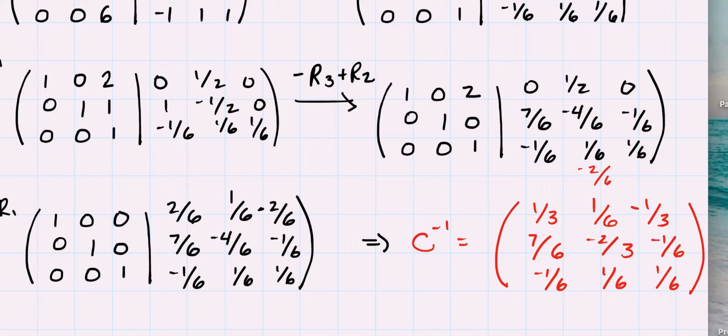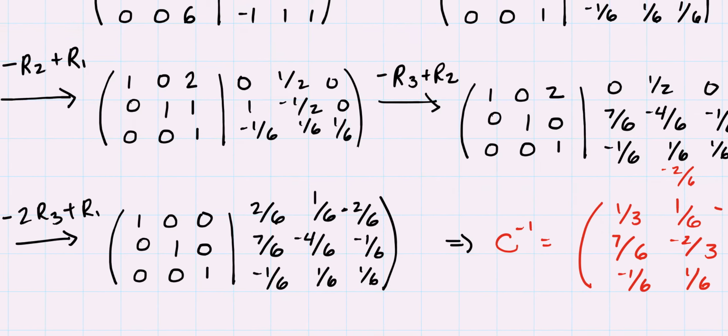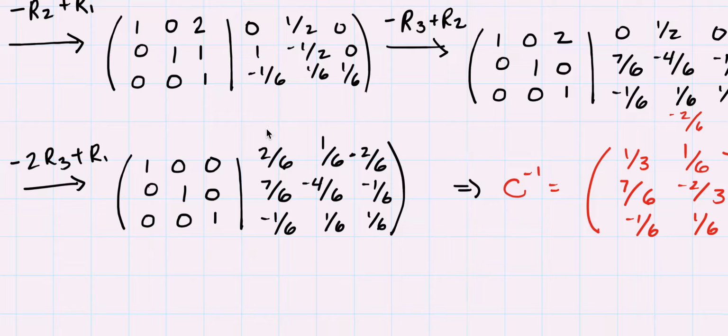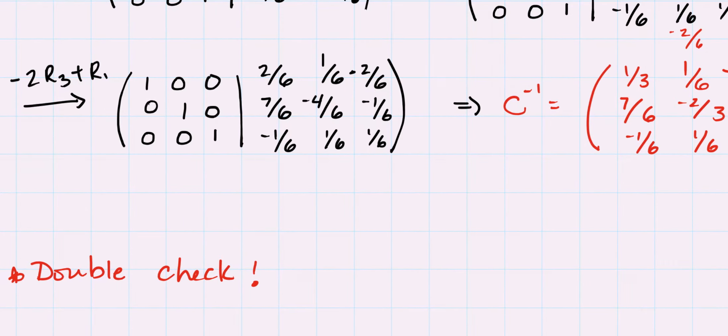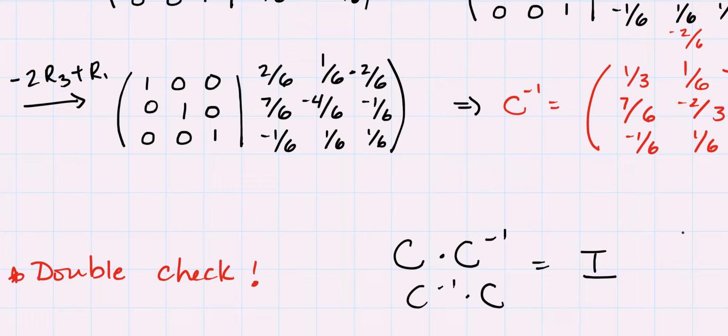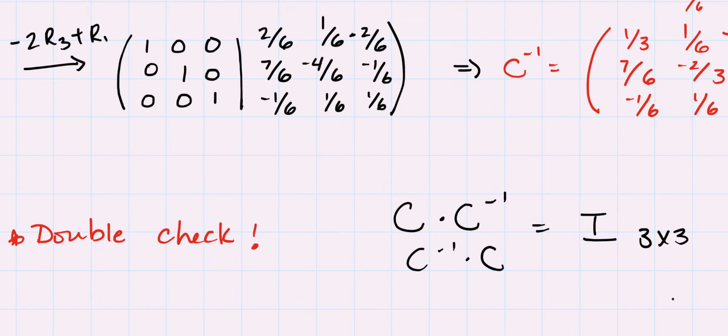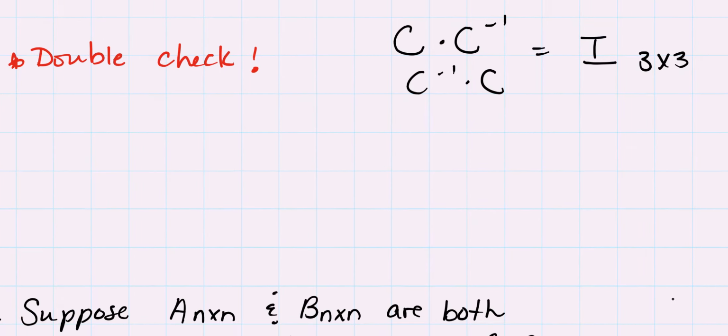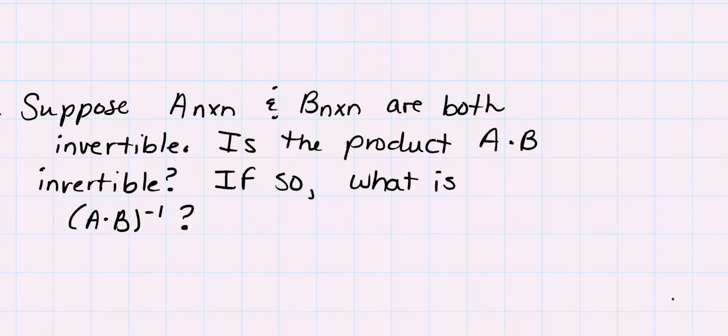Now you should always double check your answer. So make sure that when you multiply C with the inverse, or you could do C inverse with C, that you get the identity matrix, the 3 by 3 identity matrix. Okay, let's move on.